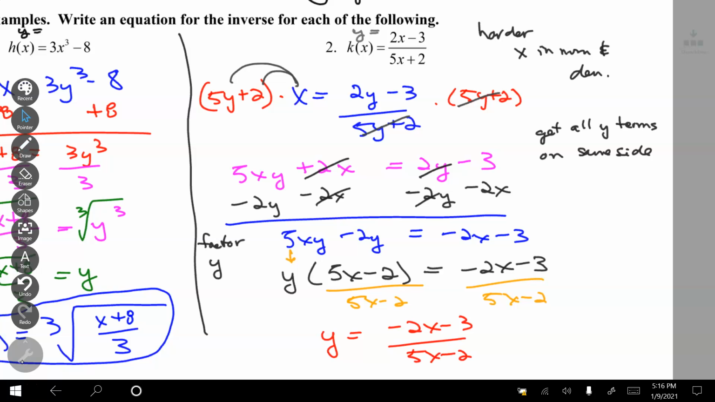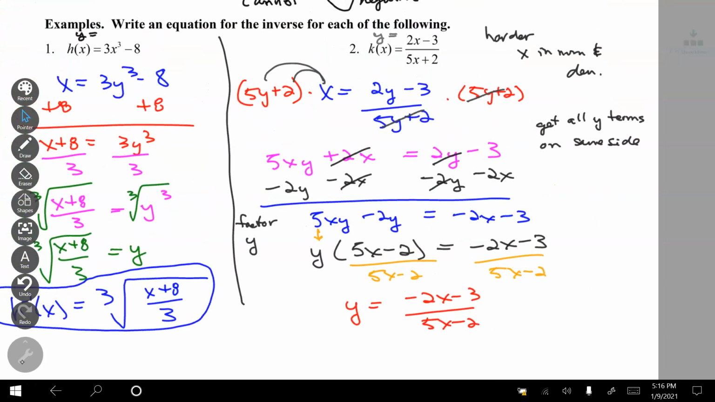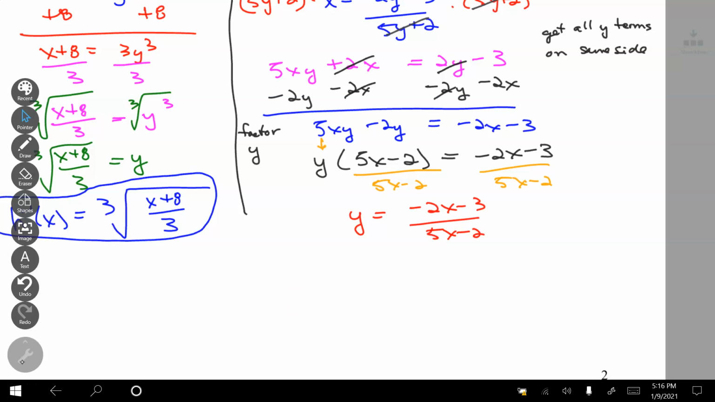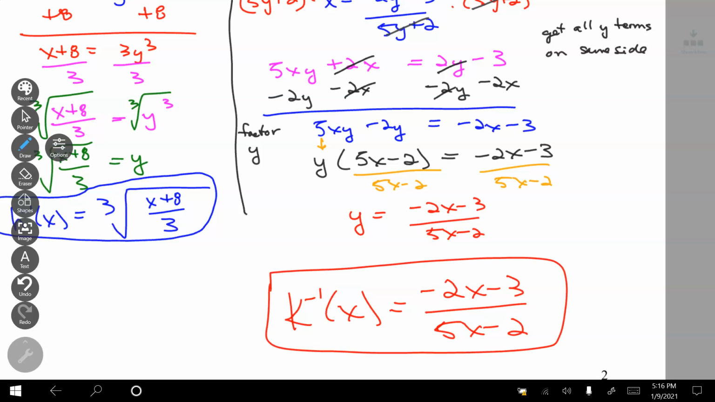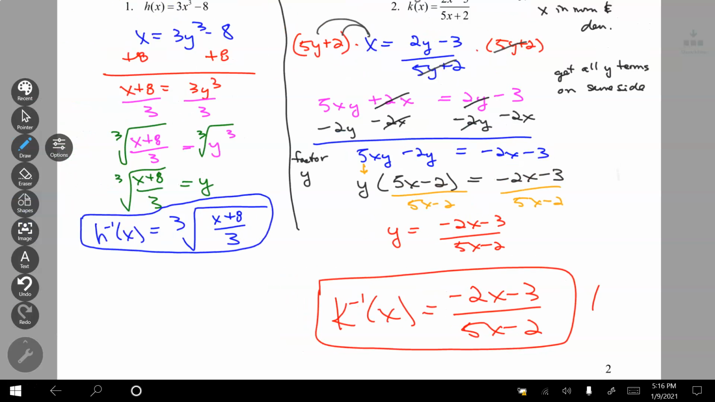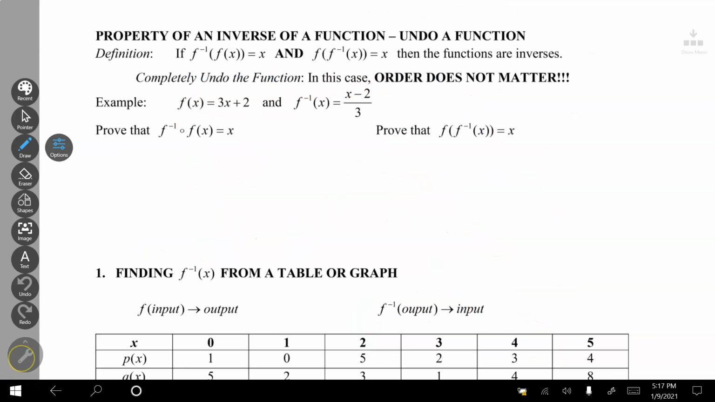And if we want to do the right notation, since this problem was called k of x, k inverse of x is equal to negative 2x minus 3 over 5x minus 2. And there is your inverse of that original function we had for k. Obviously, the original problem was a weird-looking function that had x in the numerator and denominator, and we had the same thing over here.